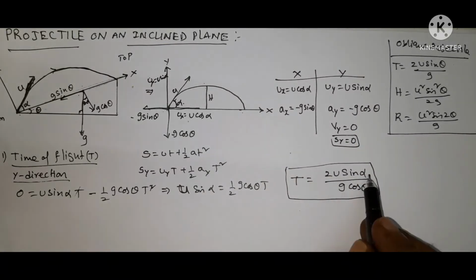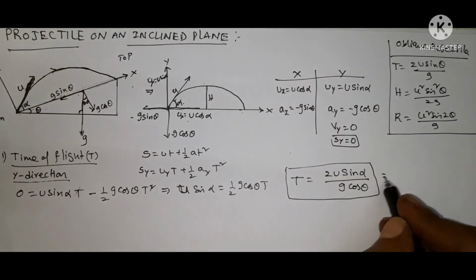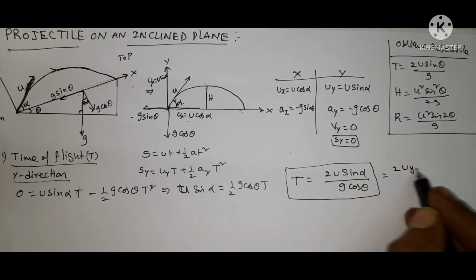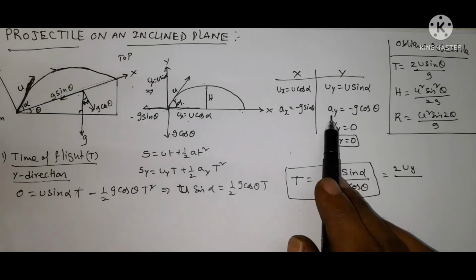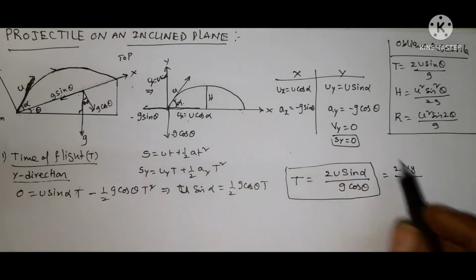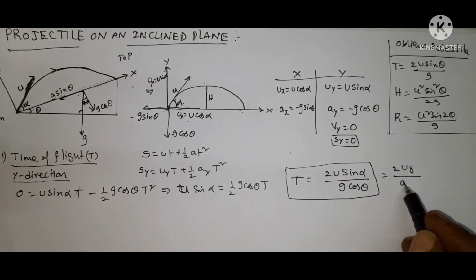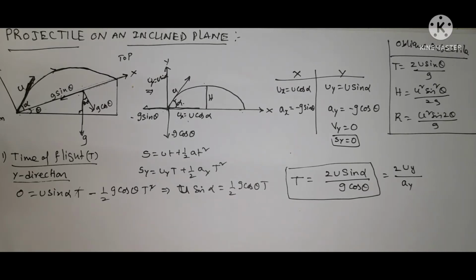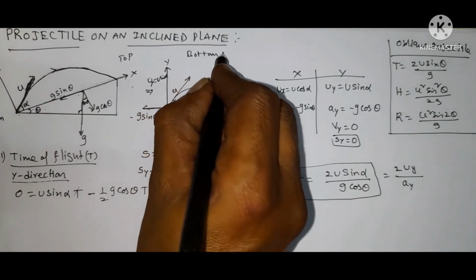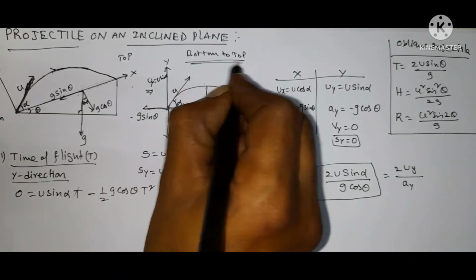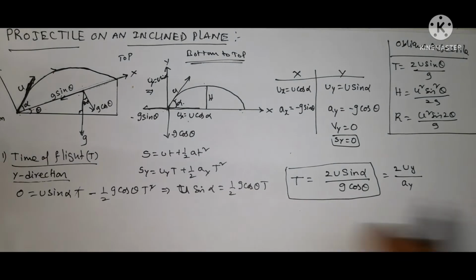From an easy point of view, u sin alpha is nothing but uy. That means you can simply write 2uy by g cos theta. g cos theta is nothing but the acceleration on the y-axis, which you can simply write as ay. So this is the formula for the time of flight when an object is thrown from bottom to top.